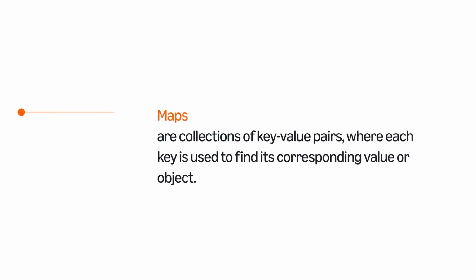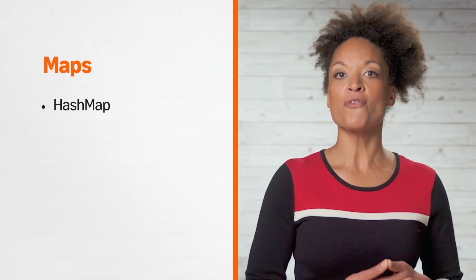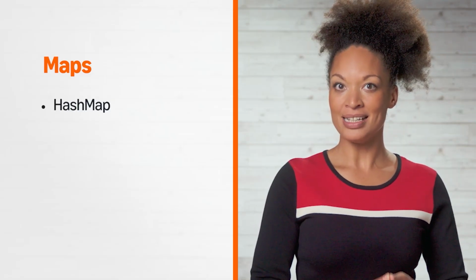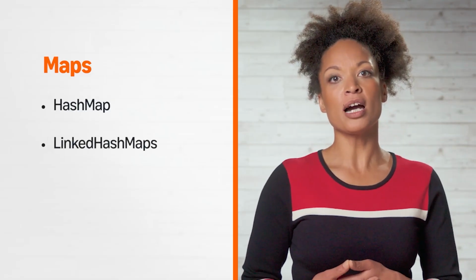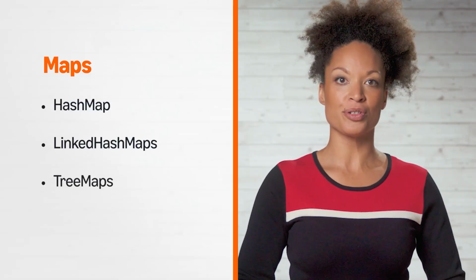The second primary type of collection is the map. Maps are collections of key-value pairs, where each key is used to find its corresponding value or object. There are hash maps that convert keys into unordered hash values for fast lookups. Then, linked hash maps are like hash maps, but the objects are ordered by insertion. And finally, tree maps are naturally ordered. Maps are essential for efficiently organizing and retrieving data based on unique keys. They are invaluable for tasks that require quick lookups and maintaining precise associations between elements.